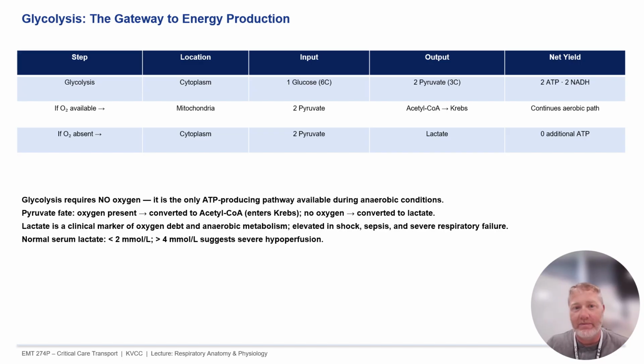This lactate conversion is not just a waste product; it regenerates the NAD plus that glycolysis needs to keep running. So in the absence of oxygen, lactate production is what keeps glycolysis, and therefore any ATP production at all, going. This is why lactate is both a marker of anaerobic metabolism and, paradoxically, a fuel source for organs like the heart and liver during recovery.